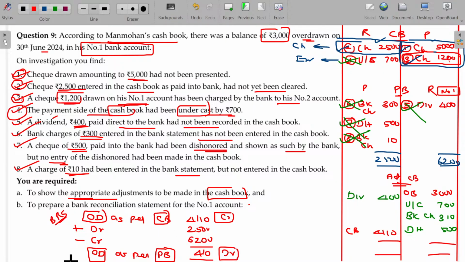Is that clear? Is it positive or negative? 410. Positive only, right? Then it is overdraft only. Clear? Hope now you'll be able to understand the question number 9.